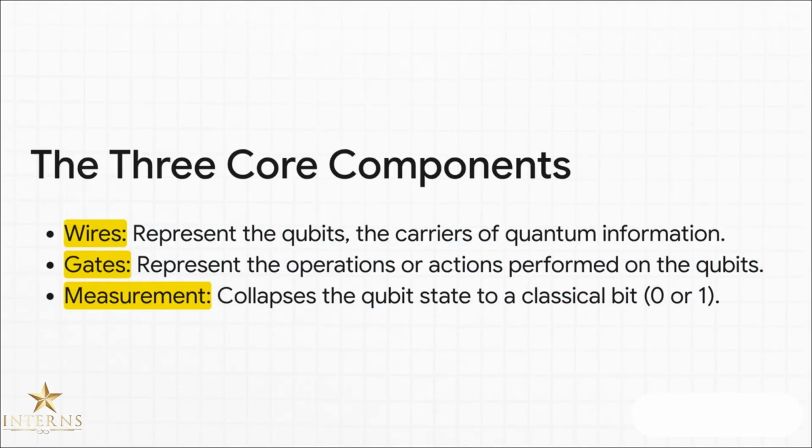So every single quantum circuit you'll ever see is built from these three core pieces. The wires aren't physical wires, by the way. They represent the lifetime of a qubit as it travels through the computation. The gates, those are the actions, the operations we perform on those qubits. They're like the verbs in our quantum sentence. And finally, you've got measurement. This is absolutely crucial. It's the act of looking at the qubit, which forces it out of that fuzzy quantum state and into a classical 0 or 1 that we can actually read.